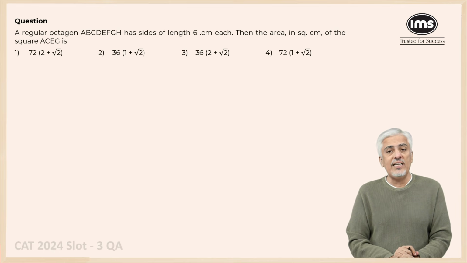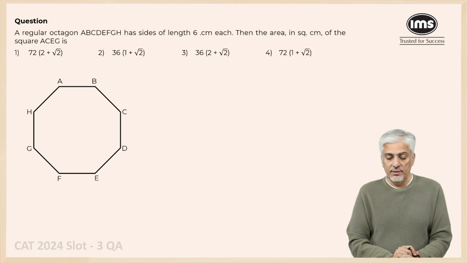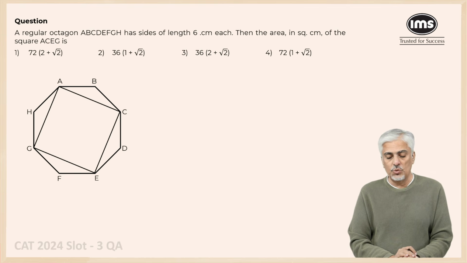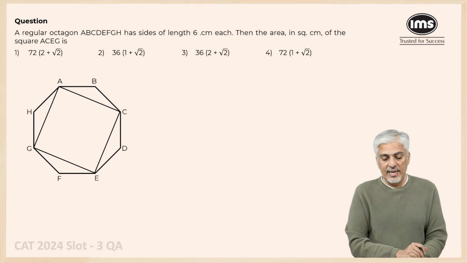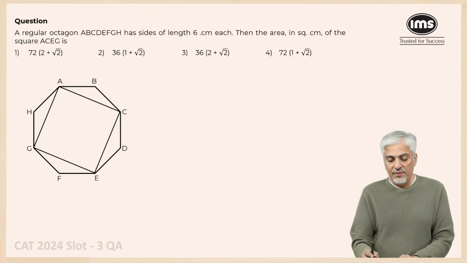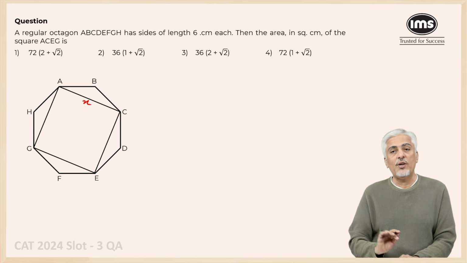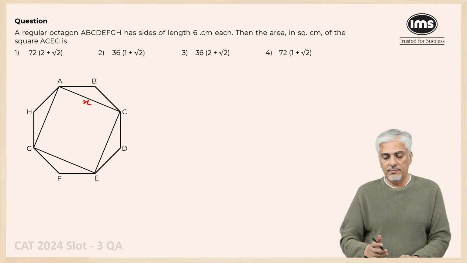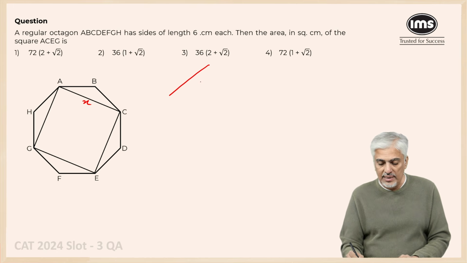So A, B, C, D, E, F, G, H is a regular octagon, all sides are 6 centimeters. Then the area of the square ACEG is what? So we need the area of the square ACEG. Now basically if I call this side x, I want to find x square, right? Let's draw the triangle ABC alone and work on that. So this is ABC. These both are 6, 6.